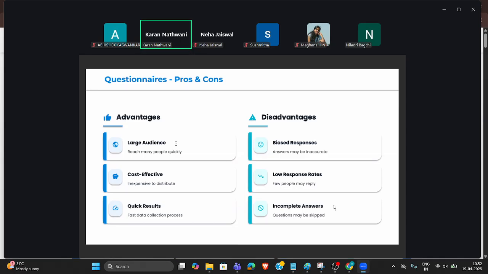Incomplete answers could also be there. For example, a question may be skipped. You cannot have control over it. When you do not have control that every answer should be 500 words, and they can give you only 100 words, then what will you do?